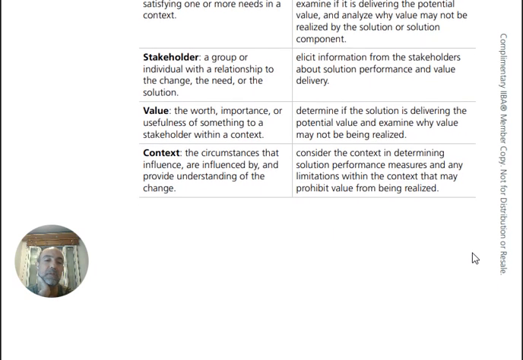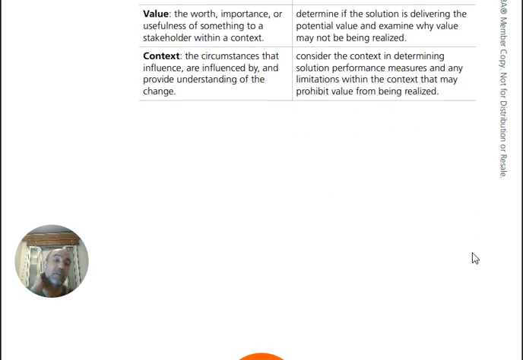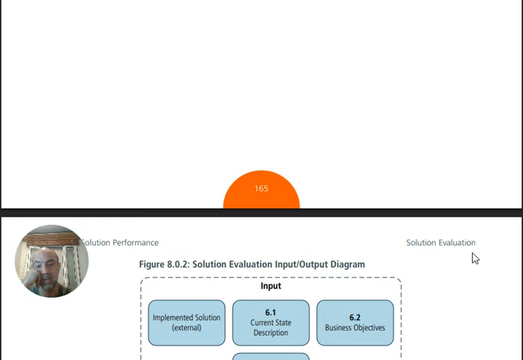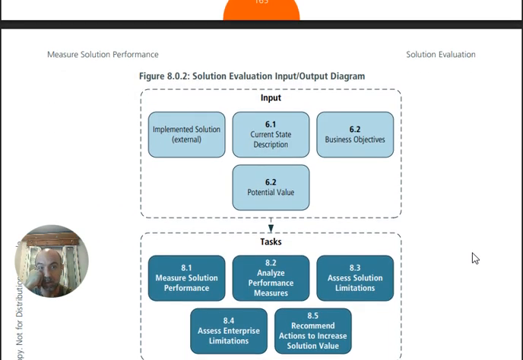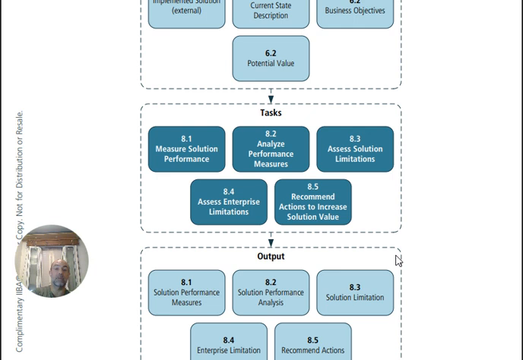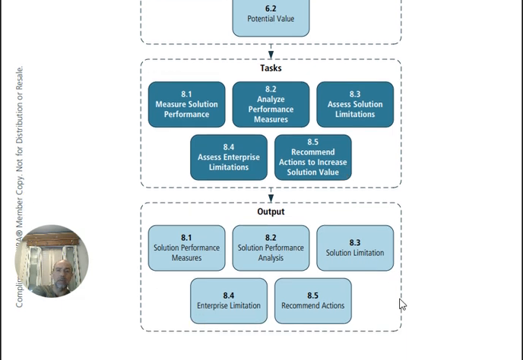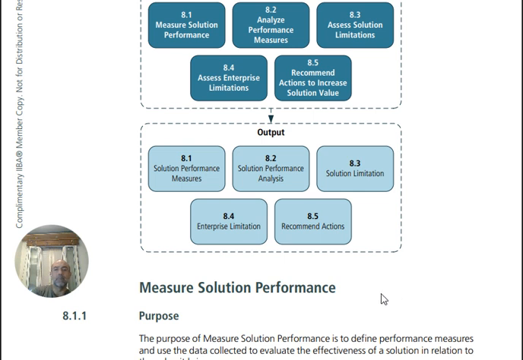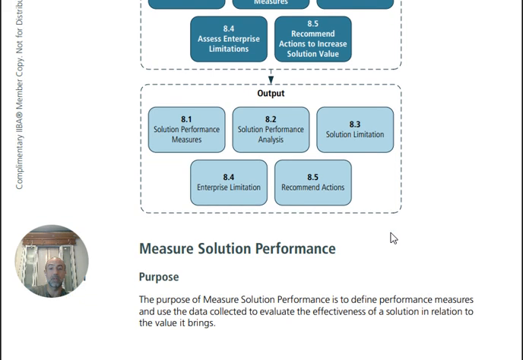In context, consider the context in determining solution performance measures and any limitations within the context that may prohibit value from being realized. This is the figure of the solution evaluation input and output diagram. What we're inputting is the implemented solution, the current state description, the business objectives, and the potential value. The tasks are measure solution performance, analyze performance measurements, assess solution limitations, assess enterprise limitations, and recommend actions to increase solution value. The output is the same thing: solution performance measures, the actual solution performance analysis, solution limitation, enterprise limitation, and recommended actions.